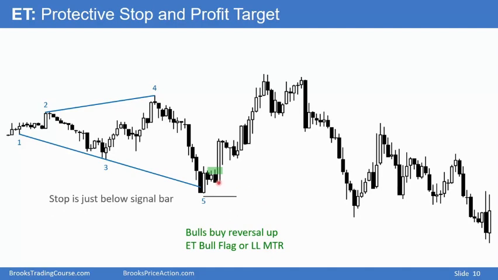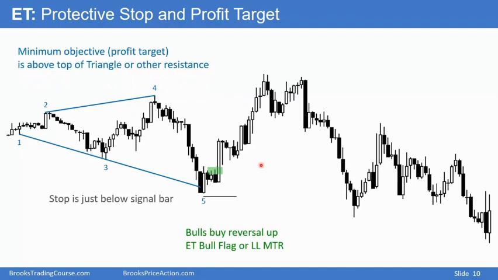In either case, traders are going to buy a reversal up, especially above a bull bar, especially when it's a second reversal up. We reversed up here, pulled back again, and now we have a bull bar for a high 2 buy. High 1 above this bear bar, high 2 above this bull bar. Traders will buy the reversal up.